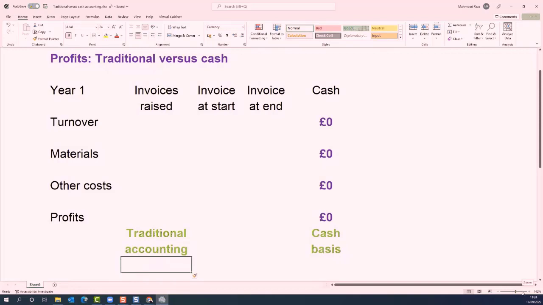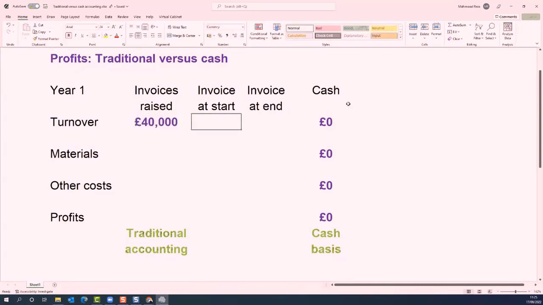So let's see what the two measures of profit actually look like. Now, under traditional accounting, there is likely to be adjustments for invoices that are outstanding when we move on to cash. So let's chuck a few numbers in and see what we get. Now, the value of the work was £40,000.